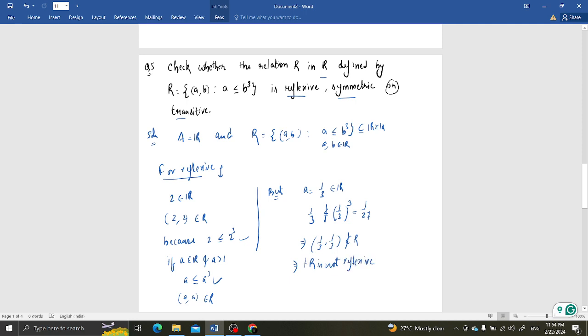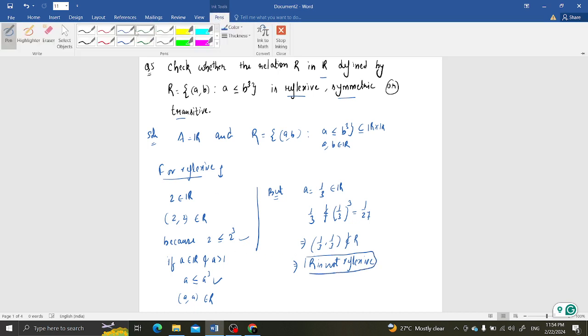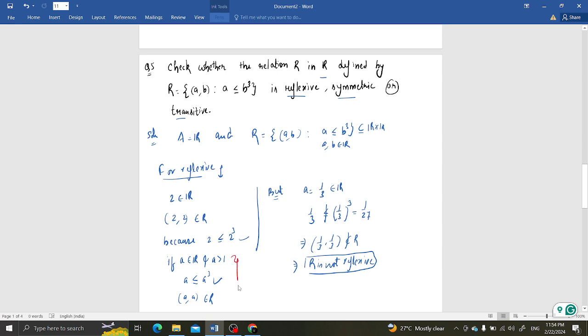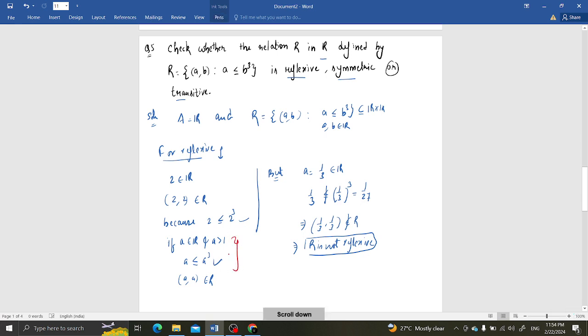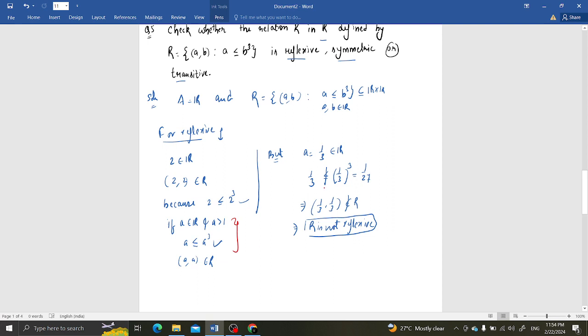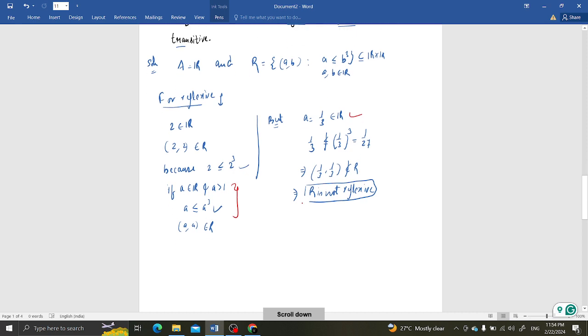See here, you can observe that we have infinite elements for which we have (a, a) belongs to R. But there exist not only this one, 1/2 also does not satisfy this property, 1/5, 1/7, 1/9. All the elements which are between 0 and 1 do not satisfy this property, and it is not reflexive. So infinite elements do not satisfy, and infinite elements satisfy this property. So you can differentiate what is reflexive.